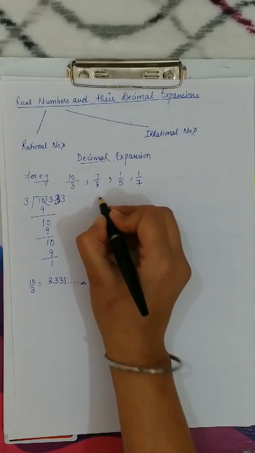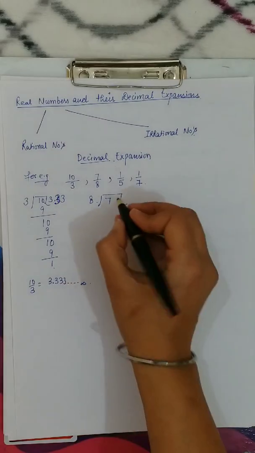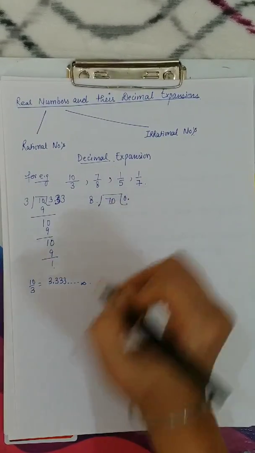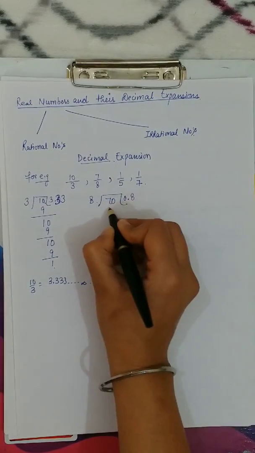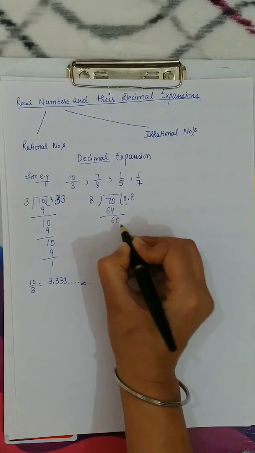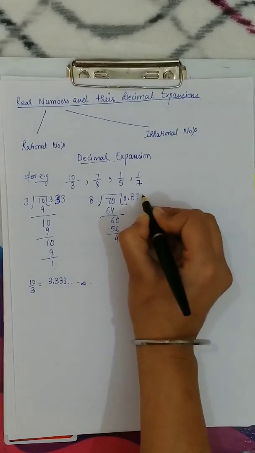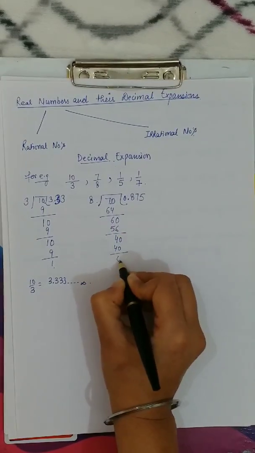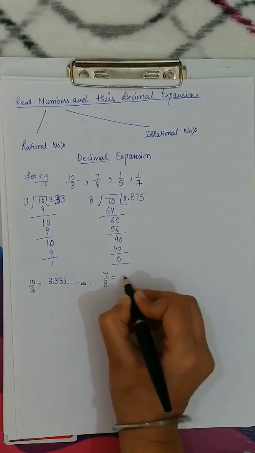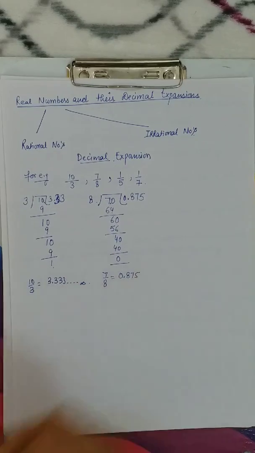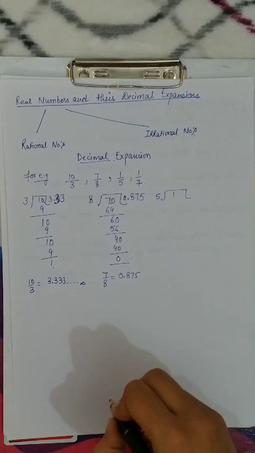Now consider another fraction, 7 by 8. We have to divide 7 by 8. So take the decimal, as 7 is a smaller number than 8. That becomes 70. Now 8 8s are 64. So the remainder is 6, 60. 8 7s are 56. Remainder is 4, 0. 8 5s are 40. So here now I'll get the remainder as 0. So the decimal expansion of 7 by 8 is 0.875.